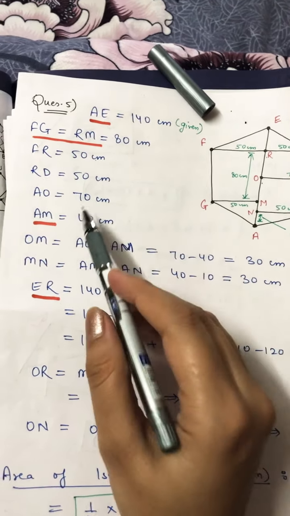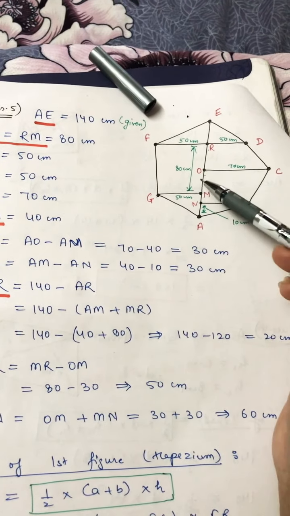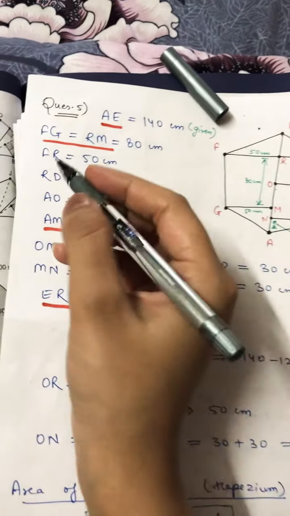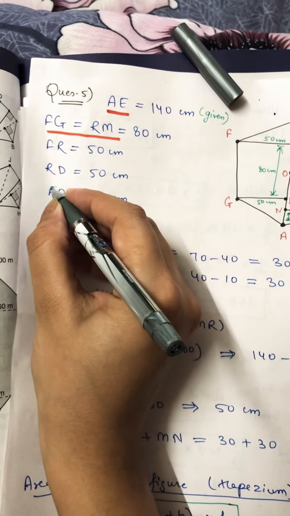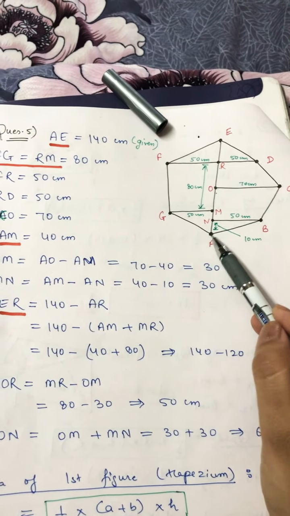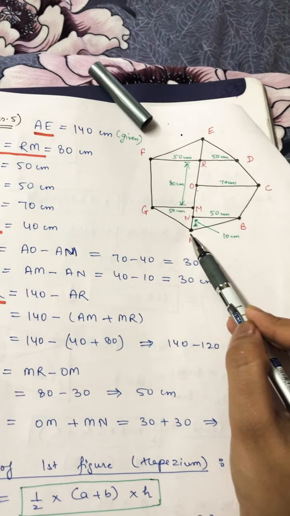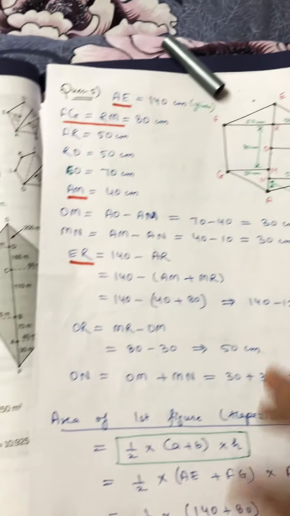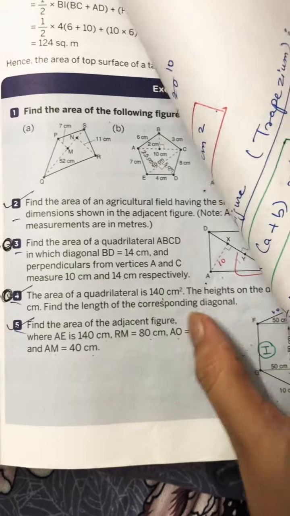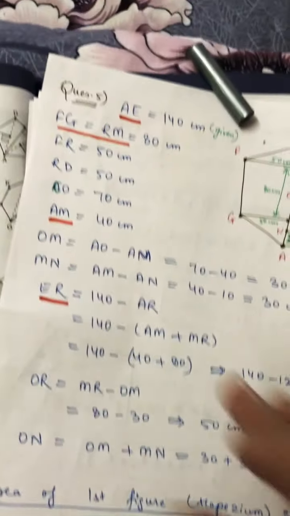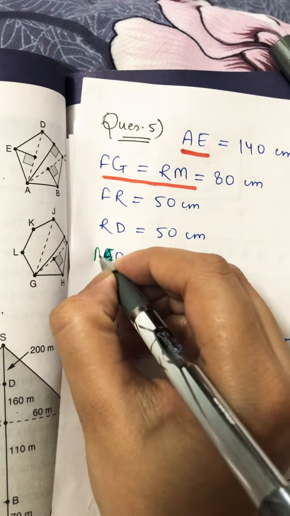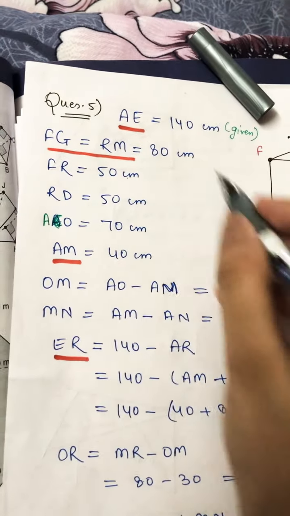Sorry, OC is given as 70. This is OC, CO. OC is given as 70. AM is given as 40. This AM is given. Some are given in the statement: AO is given as 70 and AM is given as 40. All these things are given in the statement.